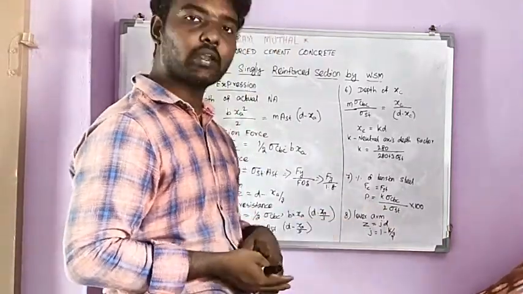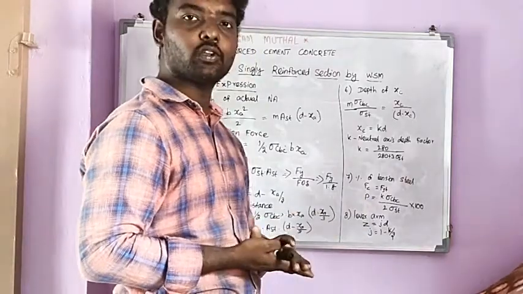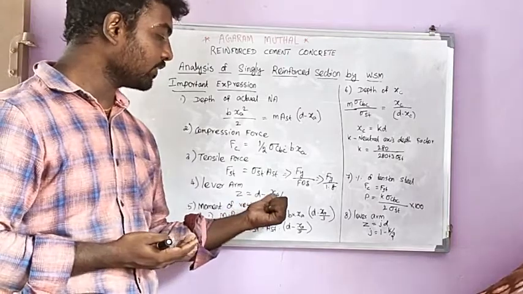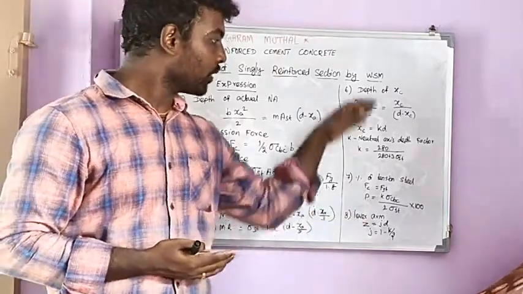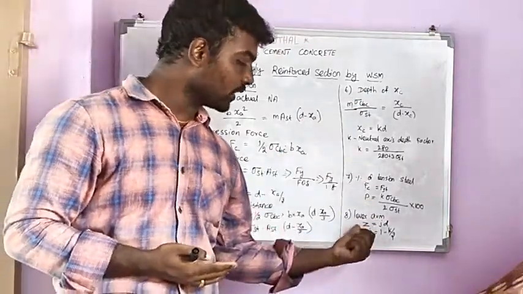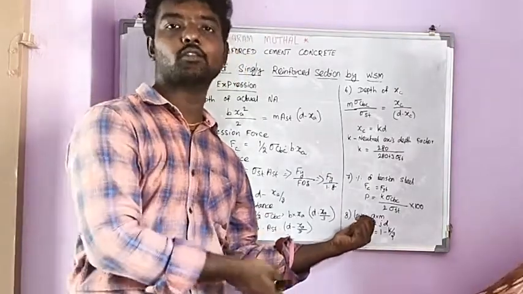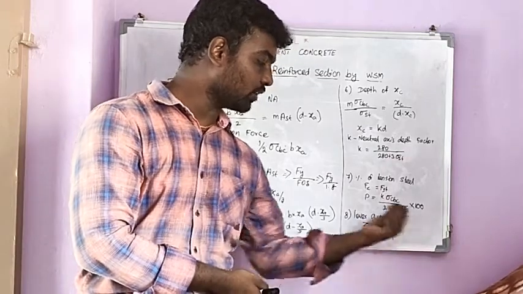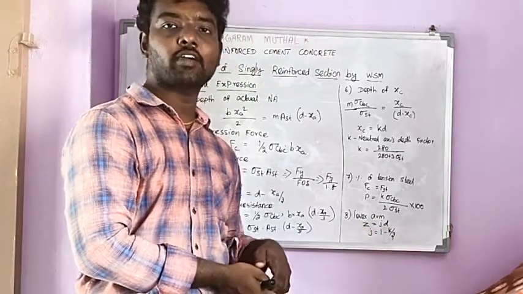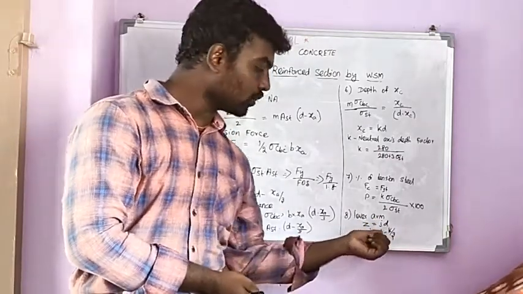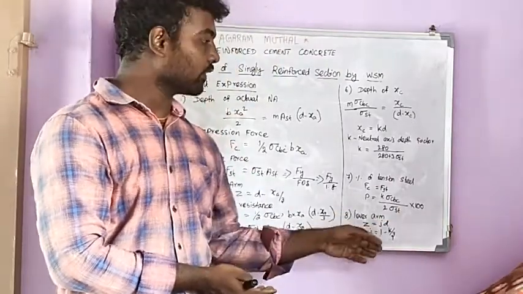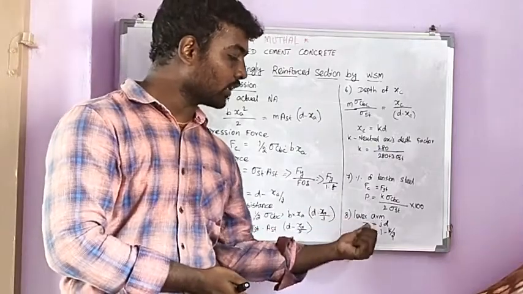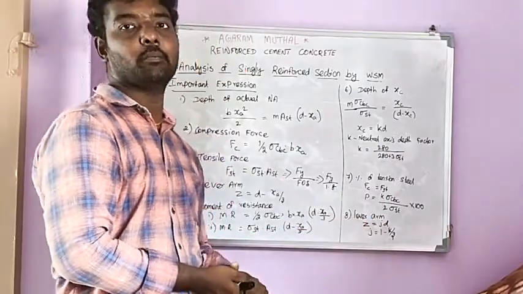And the last one, lever arm. The lever arm, as already told, you can find in two ways, d minus xa by 3. By knowing all the expressions, the lever arm can also be considered using Z equal to j into d, where j is the lever arm factor. So j equal to 1 minus k by 3, where k is the neutral axis depth factor. So substituting all the values, finally we can obtain the value of the lever arm.